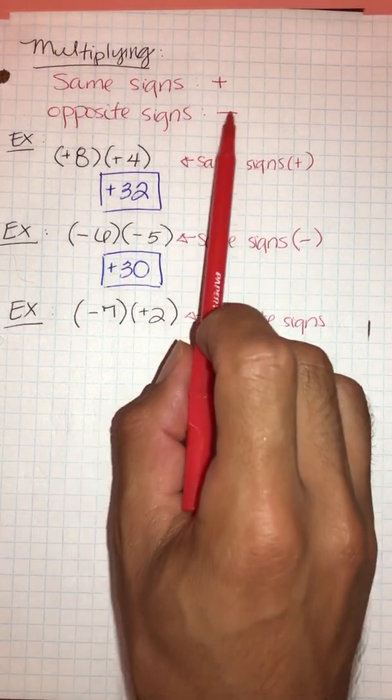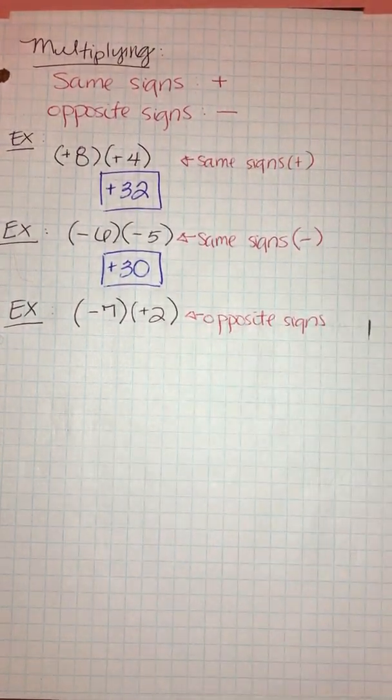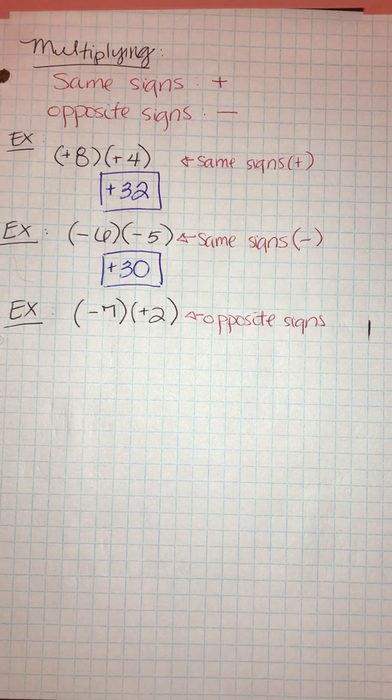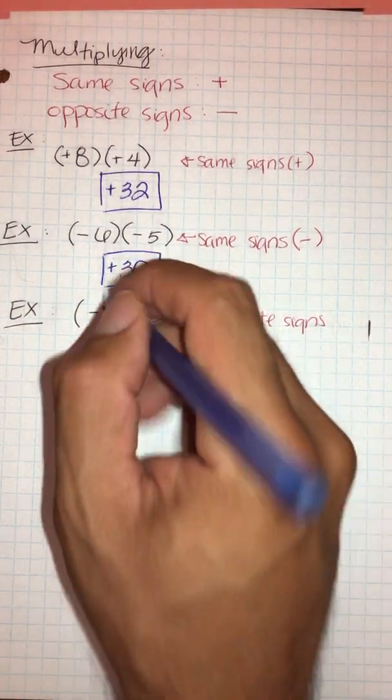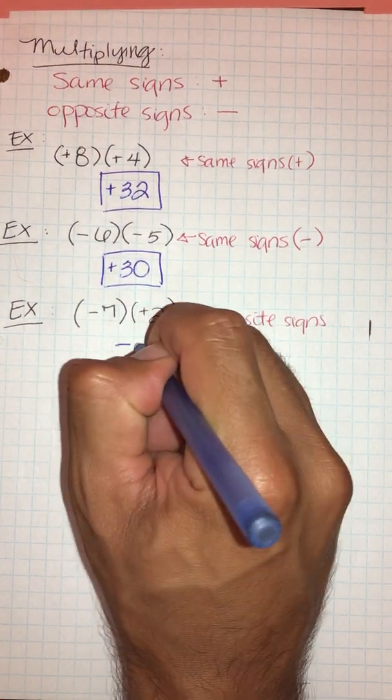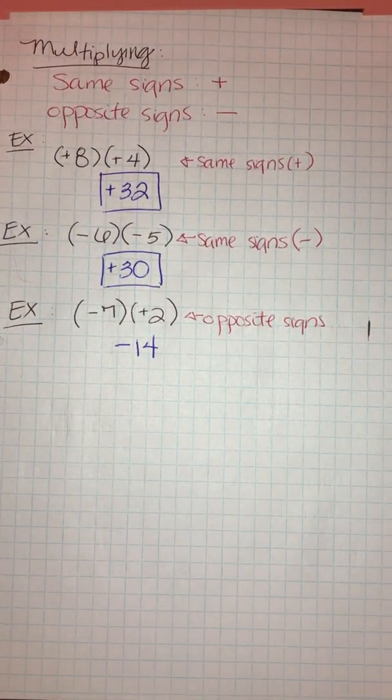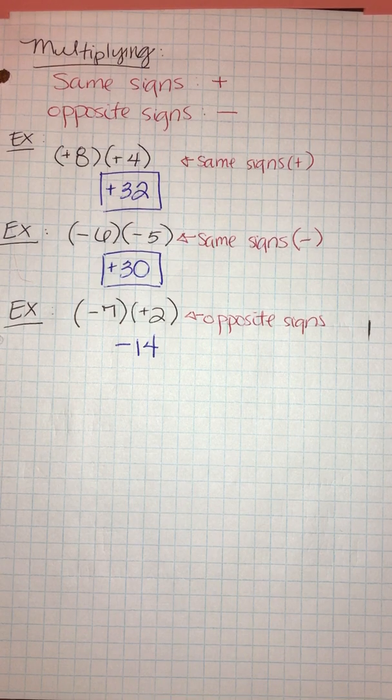So our result will be a negative. Okay? 7 times 2 is 14. But because they're opposite signs, we get a negative sign. Negative 14. Okay? Or another way to think about this, ladies and gentlemen, is a negative times a positive is a negative.